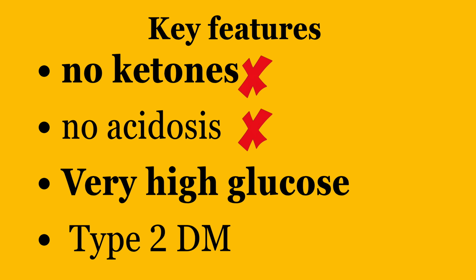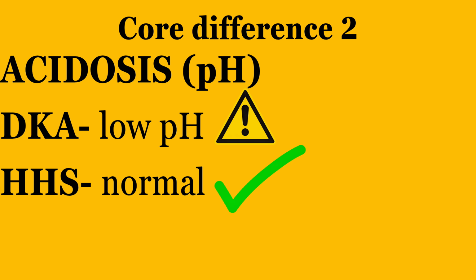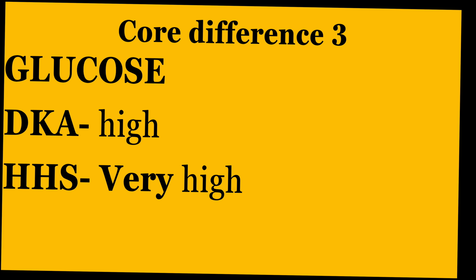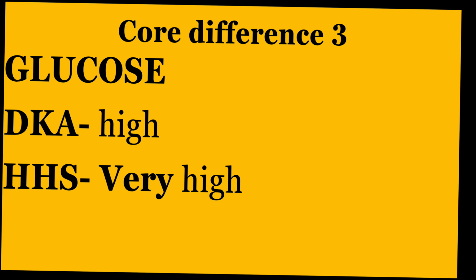So there is now extreme hyperglycemia. There is severe dehydration, but there is no fat breakdown, which means there are no ketones being produced in HHS, and there is no acidosis. Because there are no ketones, therefore there is no acidosis. This is the major difference between the two. In HHS, there are no ketones or acidosis, but in DKA, there is ketone production, therefore acidosis. In HHS, there is extreme hyperglycemia, but in DKA, there is hyperglycemia, but it's not as high as in HHS.